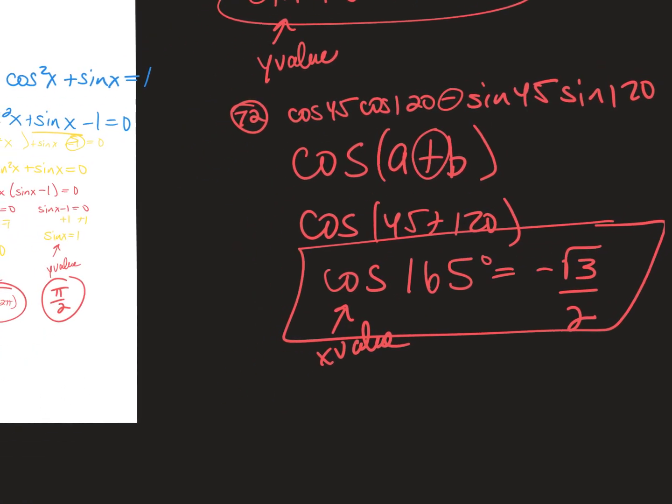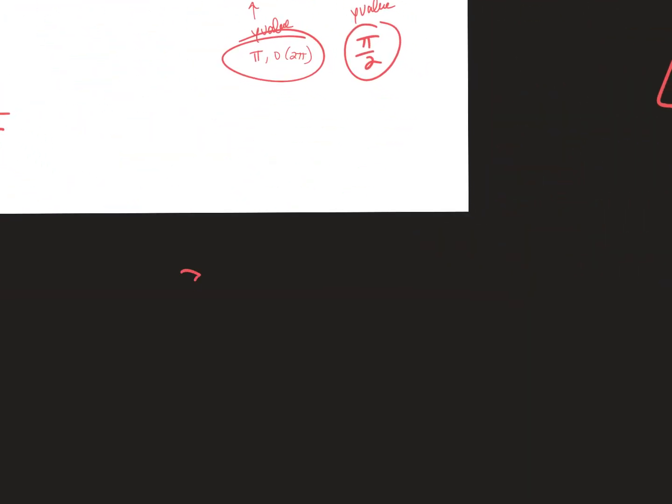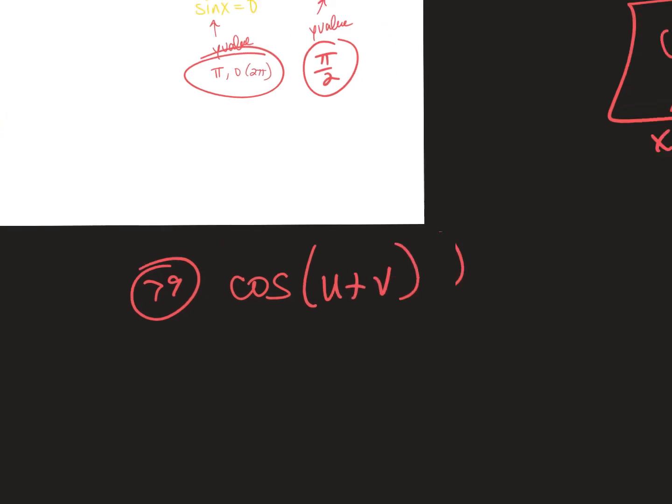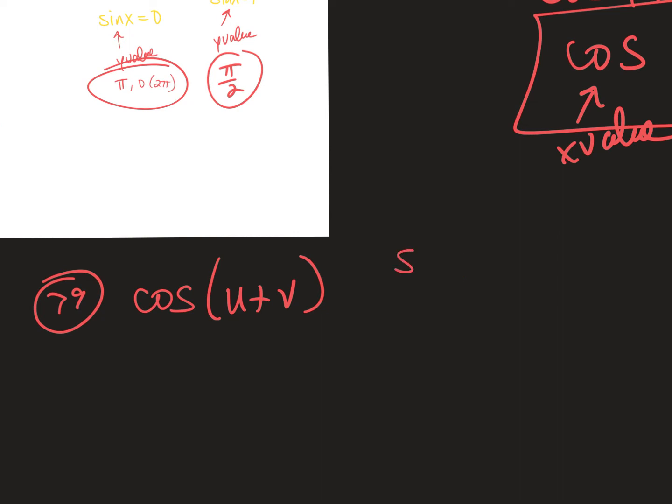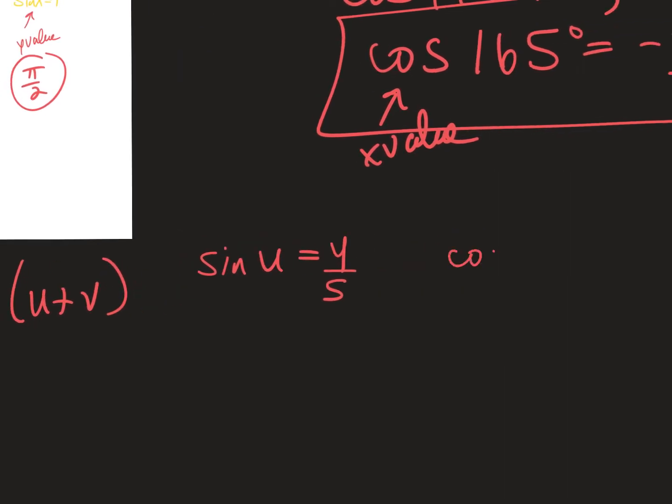All right, for the interest of time, I'm going to do 79, not 78 and 79. But if you have a question like 79, it says they want to find the cosine of u plus v. And they tell you that the sine of u is 4 over 5 and the cosine of v is negative 7 over 25. Do you guys remember how to do this?